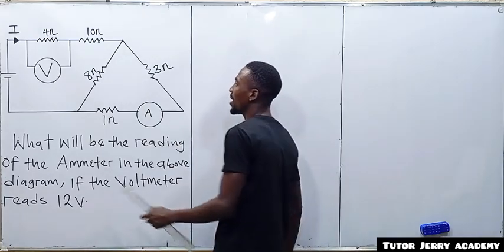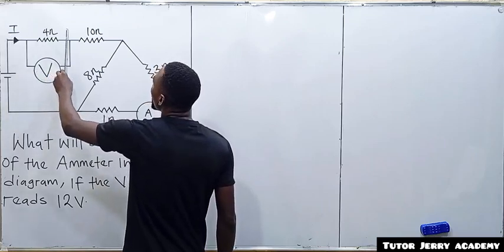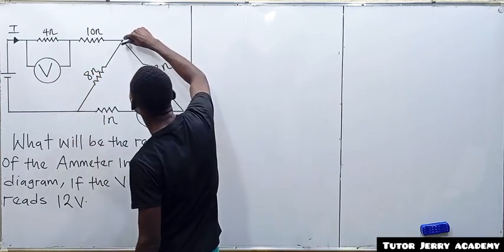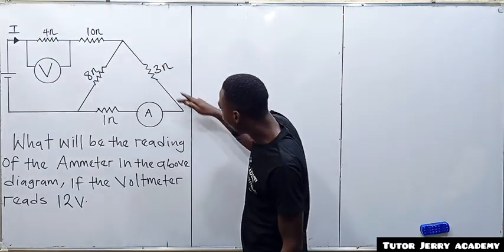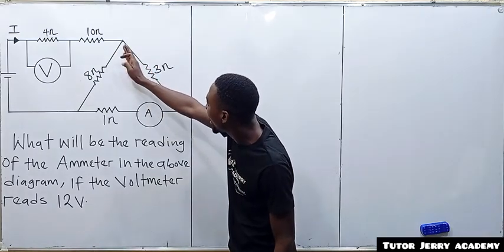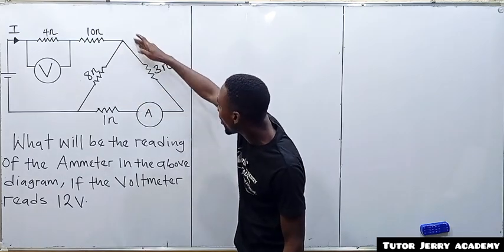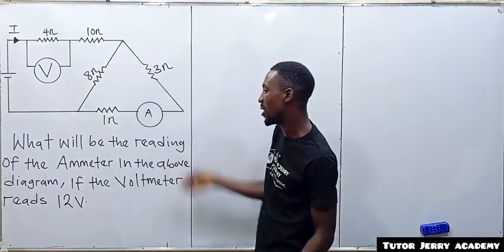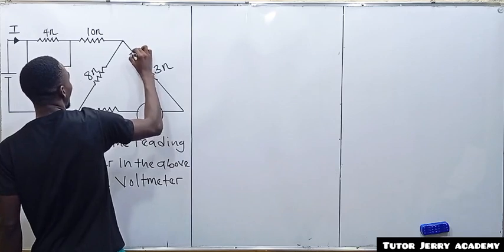All right, so you can see that here we are having a current I that is passing through 4 ohms. This same current I will pass through this 10 ohms, and when you get to this node, it's going to be split. Is that clear? This is the part where we are having our ammeter, right? So if we split here, let's say I2 goes through this side, I1 will come through this side. So let's call this I1.